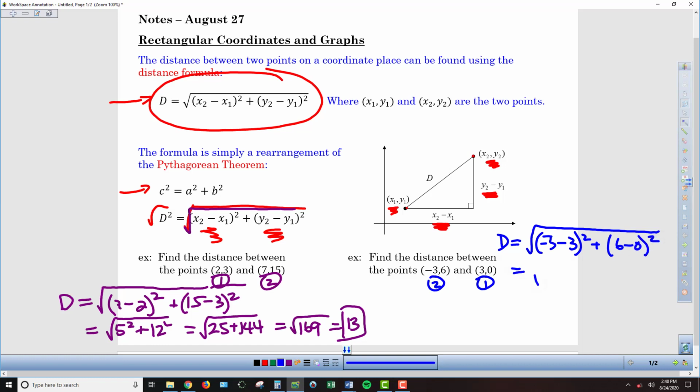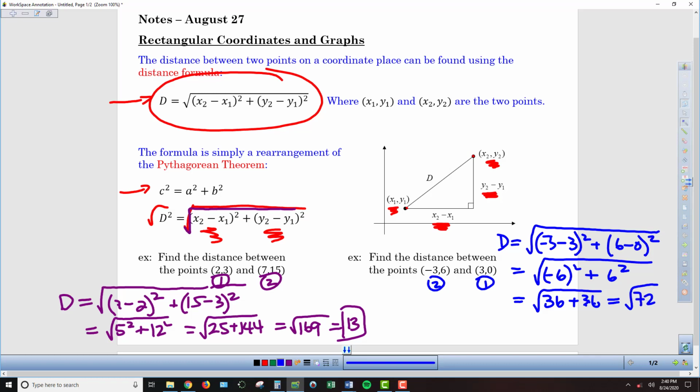So if we get that giant square root symbol going, negative 3 minus 3 is not 0, that's negative 6 that we get there, plus 6 minus 0 is 6, so we've got 6 squared here. If we continue on, we're going to end up with negative 6 squared is positive 36. Negative times negative equals positive. Plus 6 squared is another positive 36. So that gives us the square root of 72.